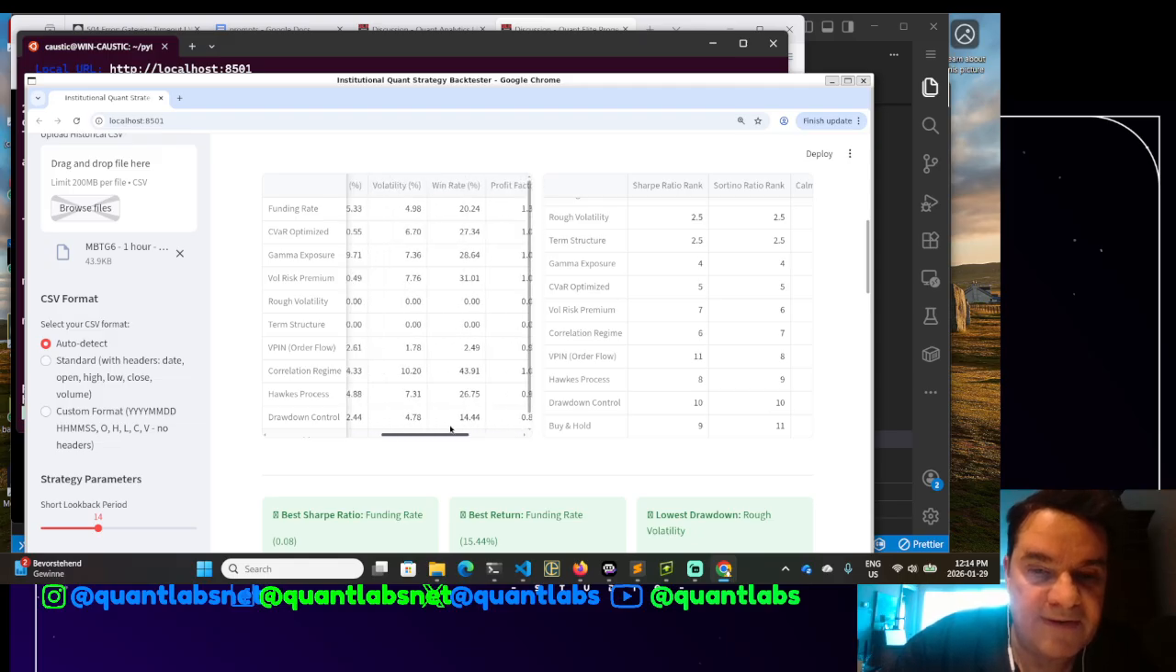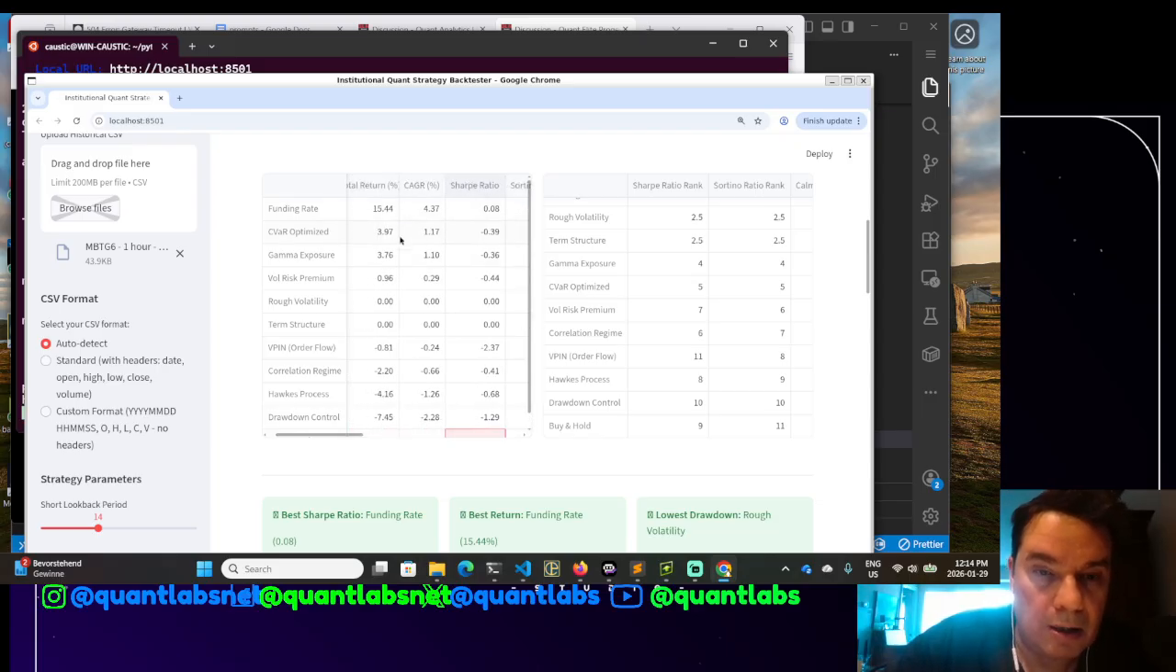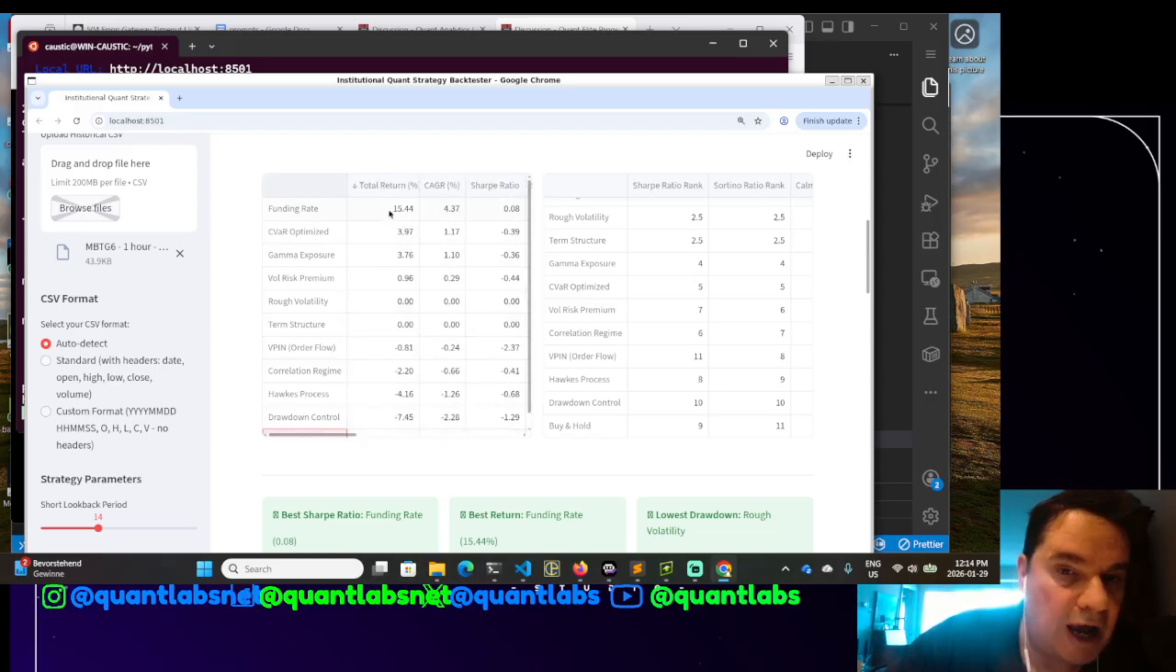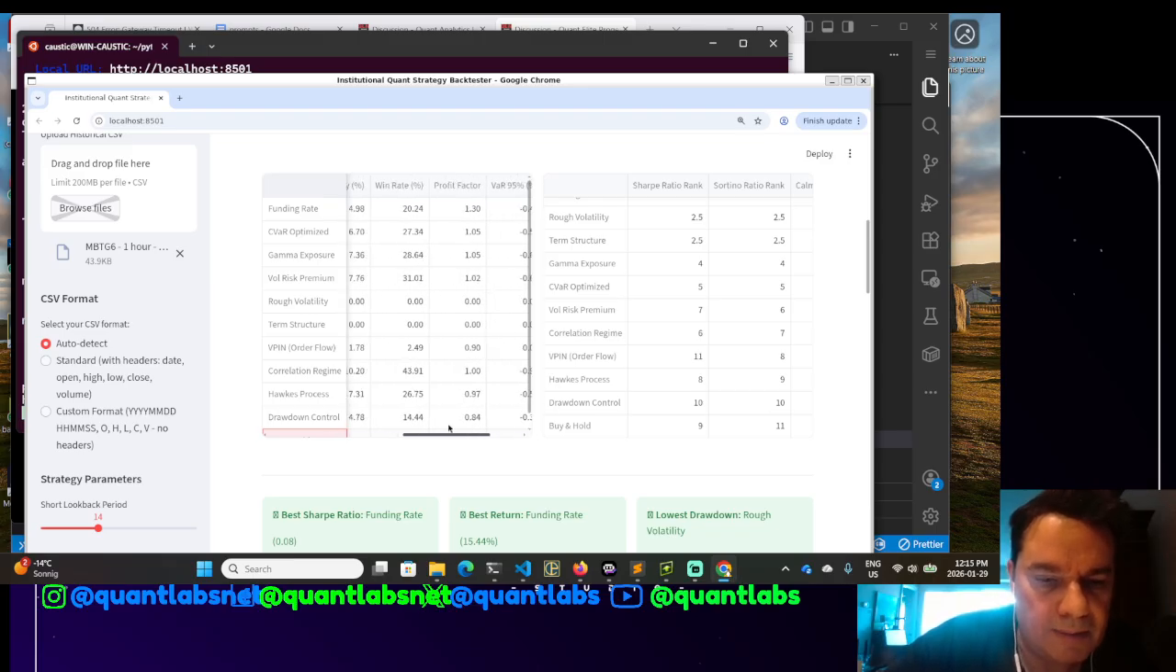Typically, what I'm looking for is either Sharpe or annual return. If I'm getting an annual return with the basic state of Bitcoin in the last year, I'd be pretty happy with that, because you've got to remember 2025 was a losing year for Bitcoin. But you can see here with the funding rate, it's giving me 15%, CAGR at 4.37. That's just on Bitcoin alone.